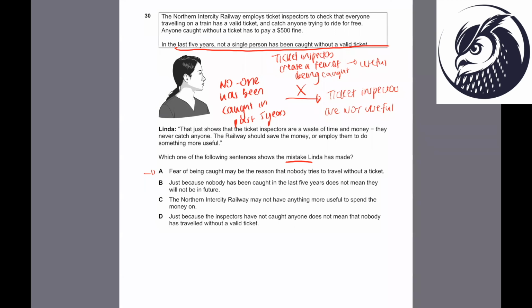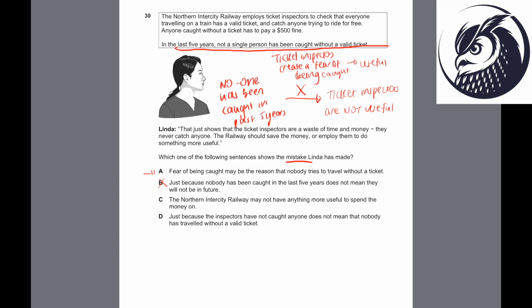And again, that doesn't really show any assumption that Linda's made, because Linda is really talking about the usefulness of the ticket inspectors. B is just giving you a hypothetical situation where because no one's been caught now doesn't necessarily mean they won't be caught in the future. So B is a bit of an irrelevant statement there. And then option C says the Northern City Railway may not have anything more useful to spend the money on.